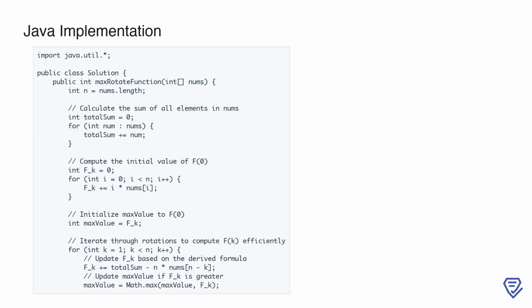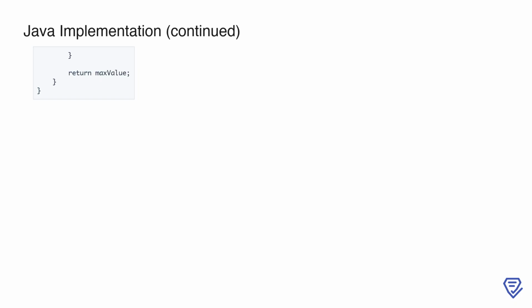From here, we proceed to iterate through all possible rotations of the array to compute the rotation function values more efficiently. Using a derived mathematical formula, we update the value of f_k in constant time for each rotation, avoiding the need to recompute the entire sum from scratch. After calculating the updated f_k, we check if it exceeds the current max_value, and if so, we update max_value accordingly. Finally, once all rotations have been processed and we've determined the maximum value of the rotation function across all possible configurations, we return the max_value.